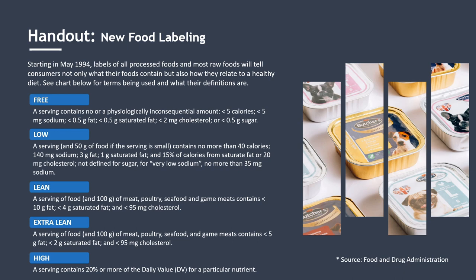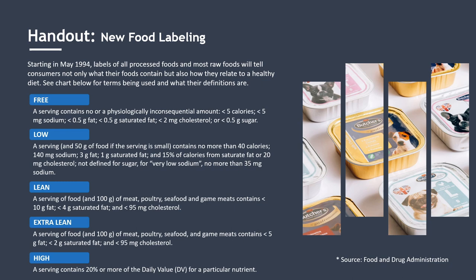Lean. A serving of food and 100 grams of meat, poultry, seafood, and game meats contains less than 10 grams of fat, less than 4 grams of saturated fat, and less than 95 milligrams of cholesterol. Extra lean. A serving of food and 100 grams of meat, poultry, seafood, and game meat contains less than 5 grams of fat, less than 2 grams of saturated fat, and less than 95 milligrams of cholesterol.